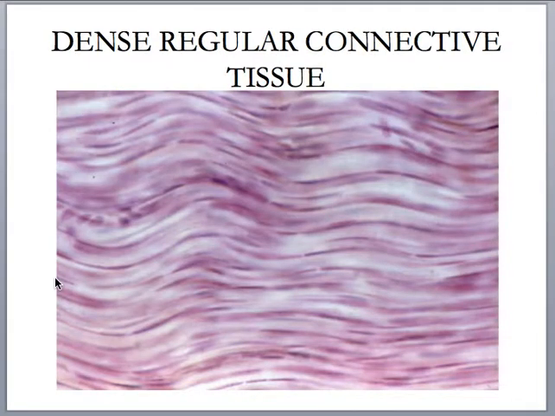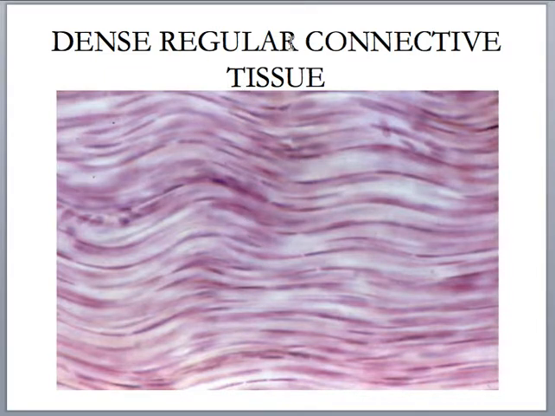Dense regular connective tissue. So dense meaning they are densely packed together, right? So not a whole lot of space in between these fibers and cells, right? Now the cells aren't connected together like in epithelium, but there's not a whole lot of loose space around it, right? So these are densely packed together.